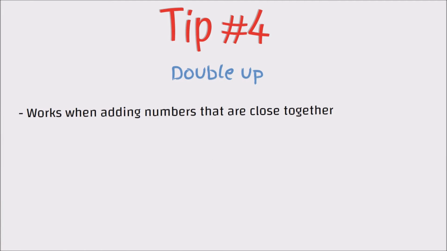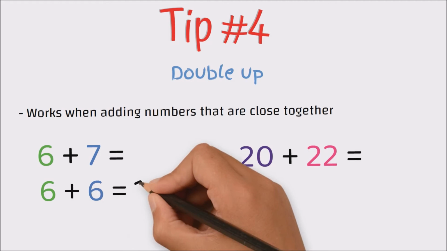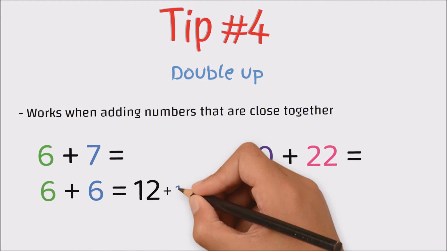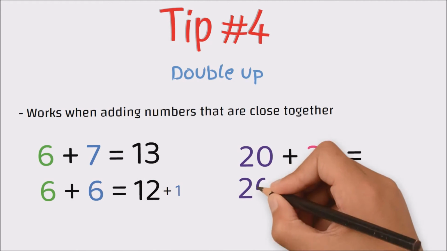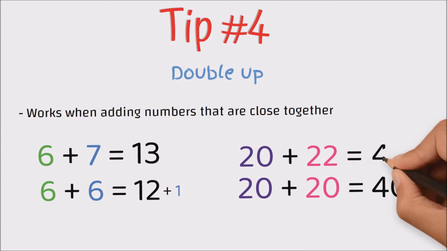Now, our next tip works best when we're adding numbers that are very close to each other, like, for example, 6 plus 7 or 20 plus 22. In the first example, 6 and 7 are very close, so we can double the 6 to get 12 and then add one more to get 13. In the second example, we would double 20 to get 40, then add 2 to get 42.